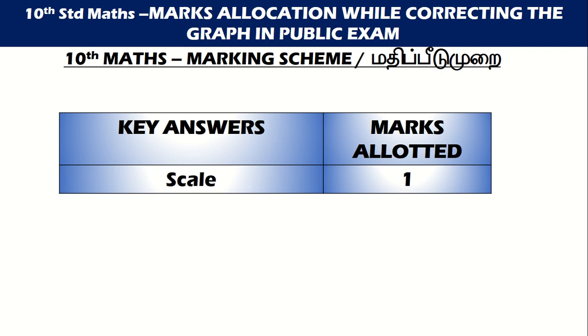Let us go to the next one. Key answers for that, scaling எழுதுனீங்கன்னா, அதாவது 1 cm is equal to 1 unit, 1 unit is equal to Y axis, அந்த மாதிரி நீங்க எழுதுனீங்கன்னா உங்களுக்கு 1 mark போடுவாங்க. So X axis, Y axis எழுதுனா 2 marks, scale எழுதுனா 1 mark, my dear children.